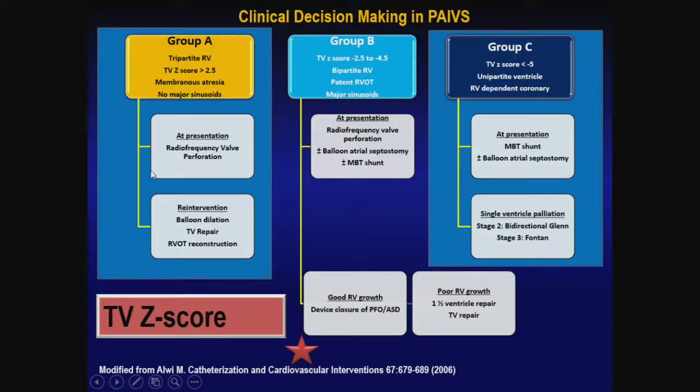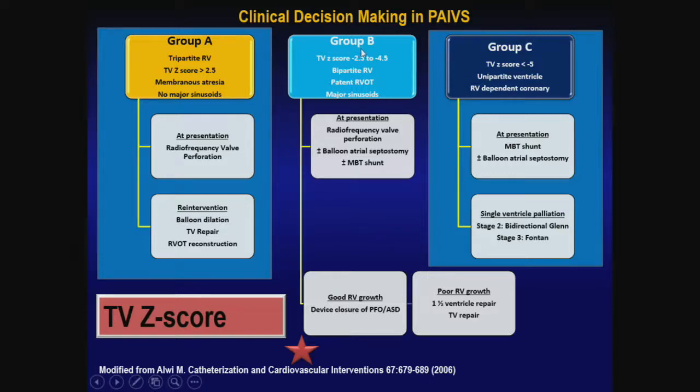They love to ask this question, that is clinical decision making in PAIVS, okay? So in patients with pulmonary atresia and intact ventricular septum, the most important thing that you can think about is the tricuspid valve Z-score, okay?